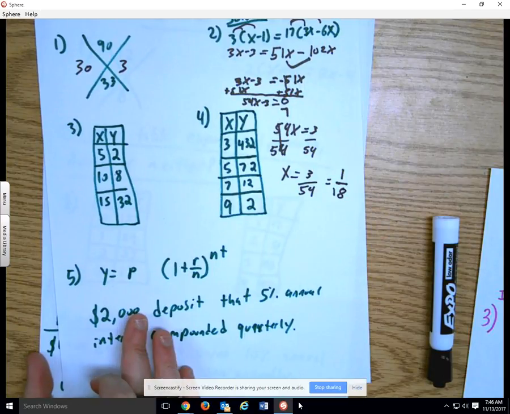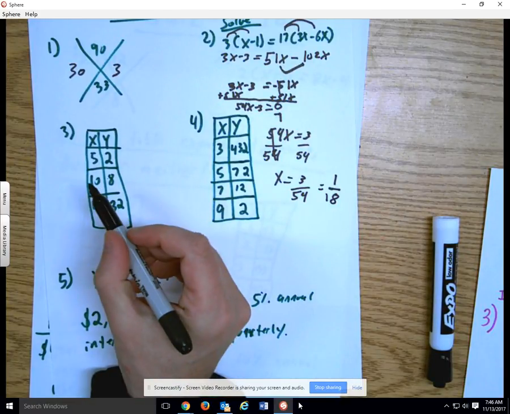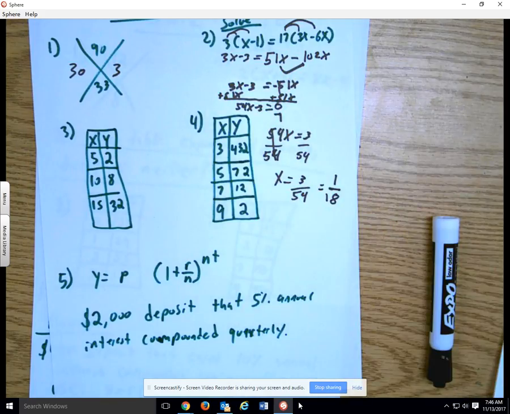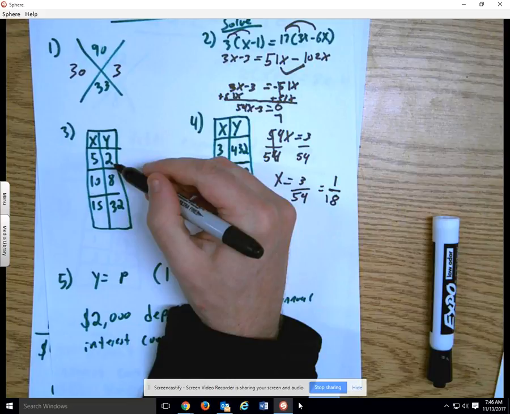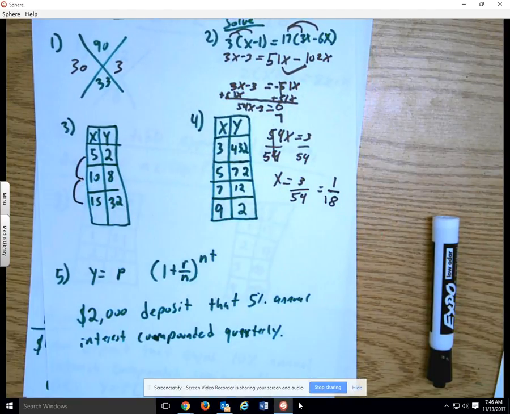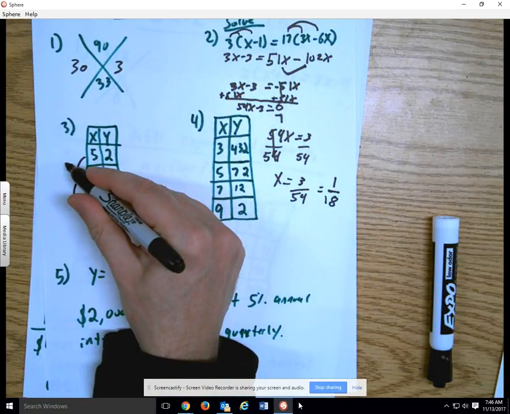Question number 3 goes to this row right here. I'm not calling your names because it's being recorded. The question originally was, is the table exponential growth, decay, or neither? You're going to get a question like this on the quiz today. What's happening with the x's first? Is it increasing, decreasing, or being multiplied, or neither? Increasing. Increasing by how many? 5. Good. So you've caught the pattern.